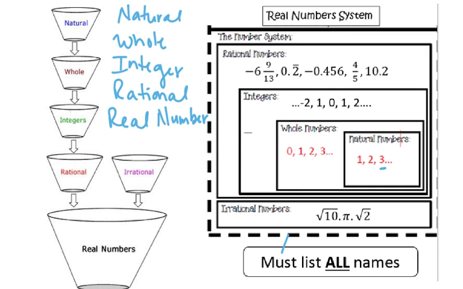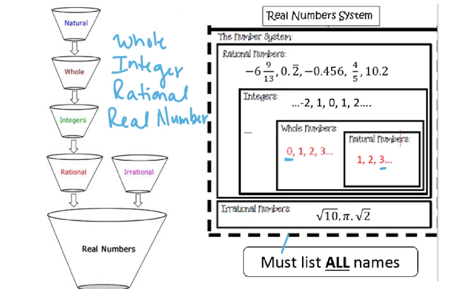So if I took a whole number, let's take 2, that's a whole number. Actually, let's do 0, because 2 is also a natural number. So 0. 0 is not natural, but it's whole. So it starts out in that whole funnel, and it would fall through the integer funnel, through the rational funnel, and then into the real number funnel. So 0, you would say it's a whole, it's an integer, it's rational, and it's real.